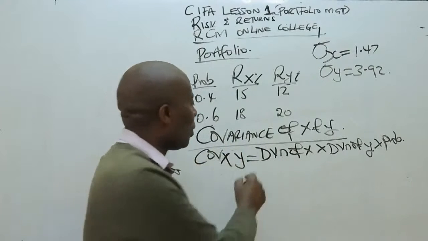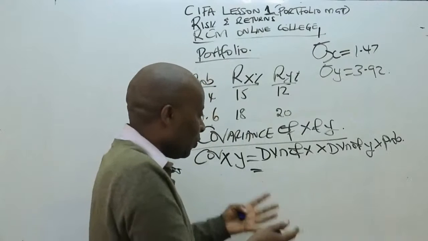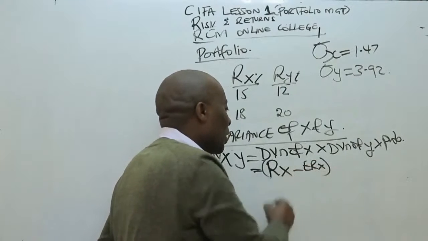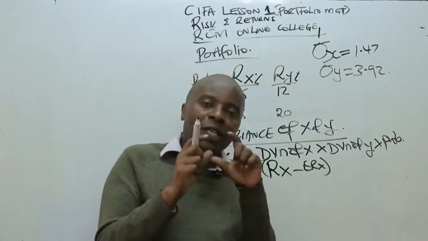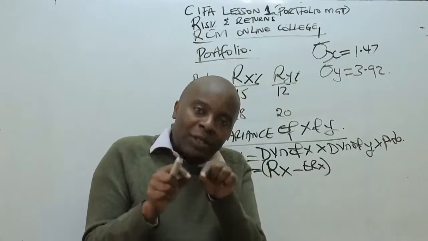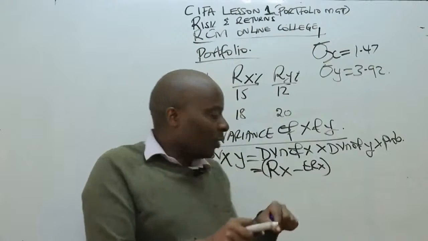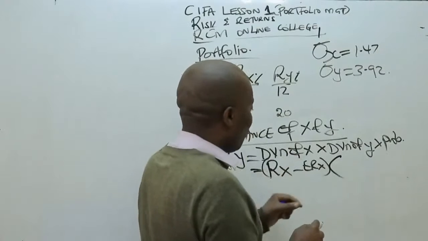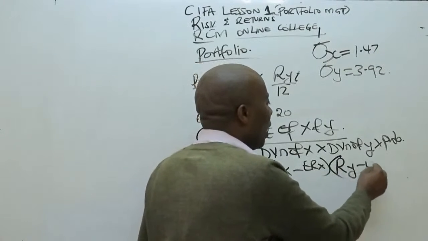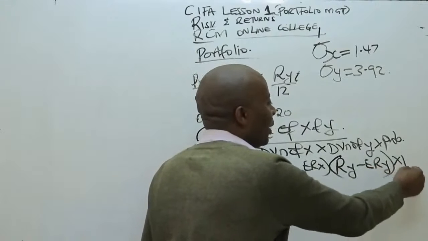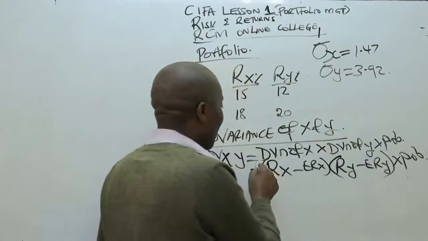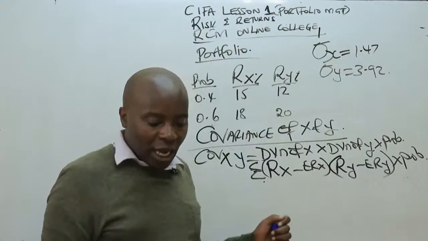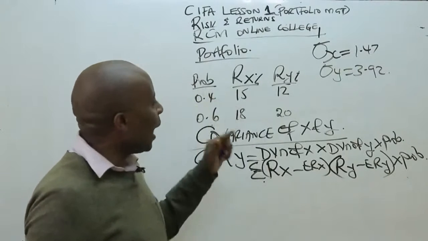Ladies and gentlemen, what is our deviation of X? How do we get this deviation of X? It's very easy. You will take the actual returns of X minus the expected returns of X, because it's the deviation of the actual returns from the expected returns. So returns of X minus expected returns of X into the deviations of Y. So deviations of Y, what do we have here? We have RY minus expected returns of Y times the probabilities, like that. Ladies and gentlemen, at the end of the day, of course, you must sum them.